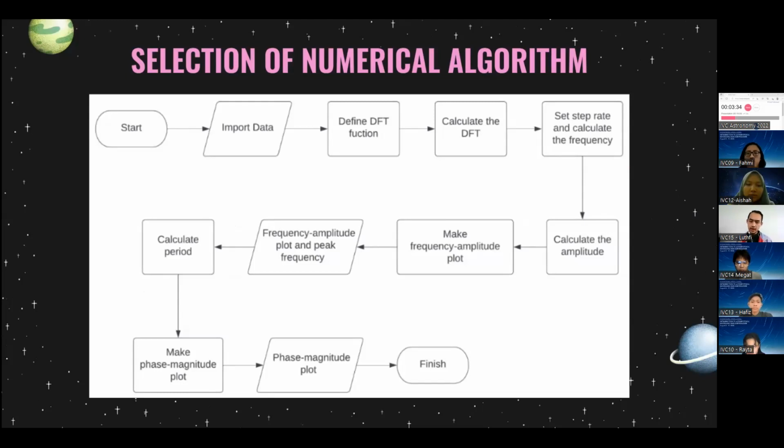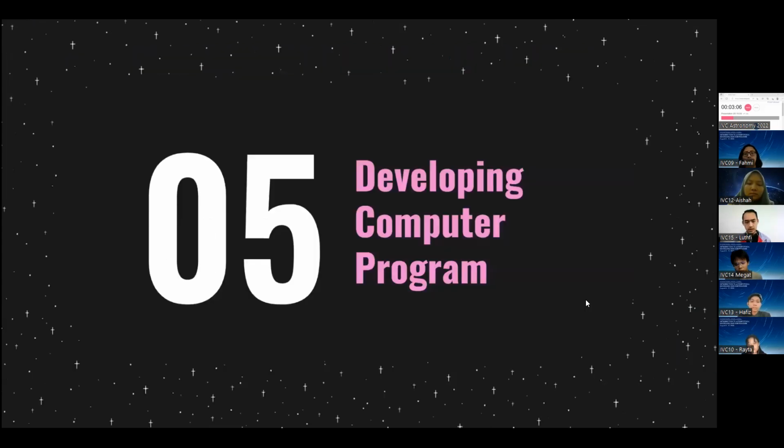Next, we set the step rate and calculate the frequency, and then we calculate the amplitude. We have frequency and amplitude, so we make the frequency-amplitude plot. We now have the plot and its peak frequency. After that, we calculate the period using the expression period equals 1 over frequency, so that we can make the phase-magnitude plot, or in other words, the light curve. And then we have the phase-magnitude plot, and so it's finished. Next, Hafiz will go to the fifth step, developing the computer program.